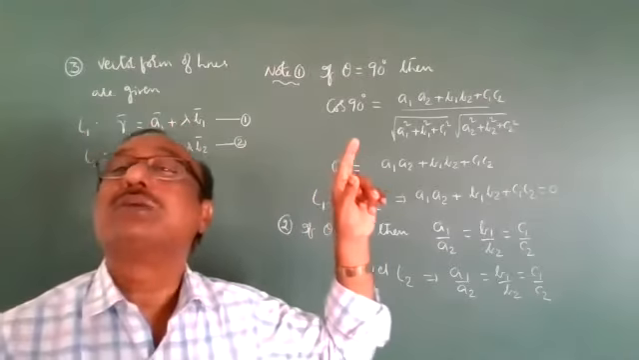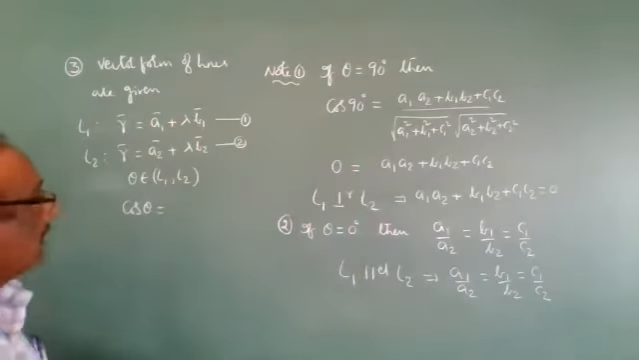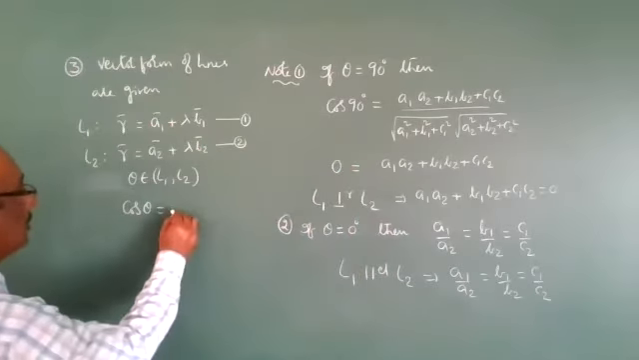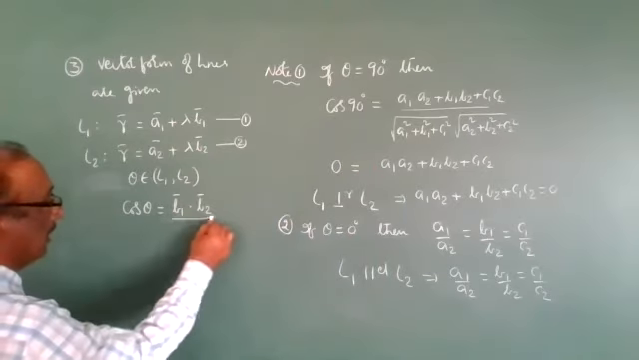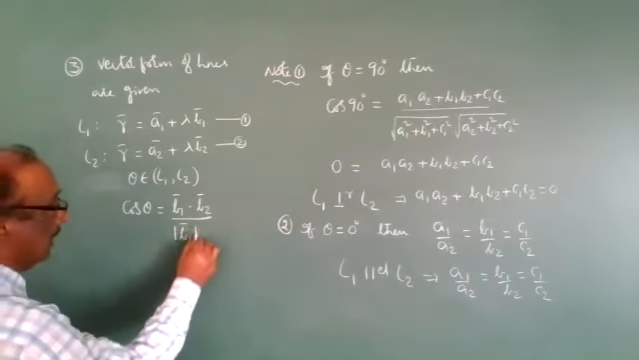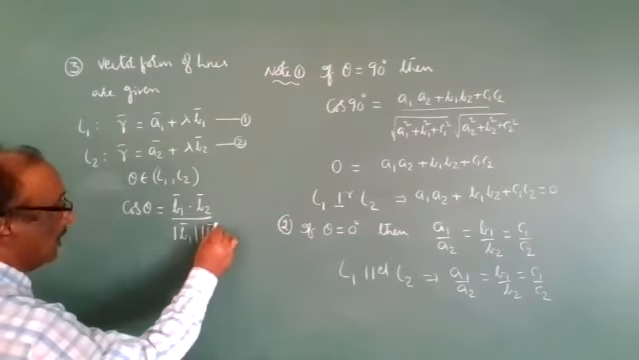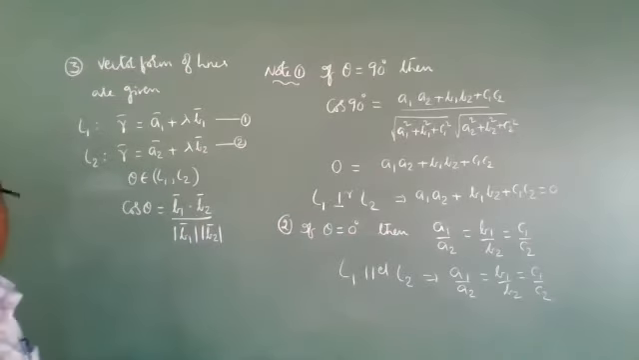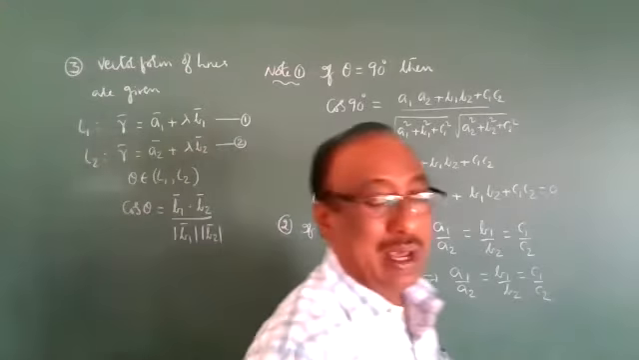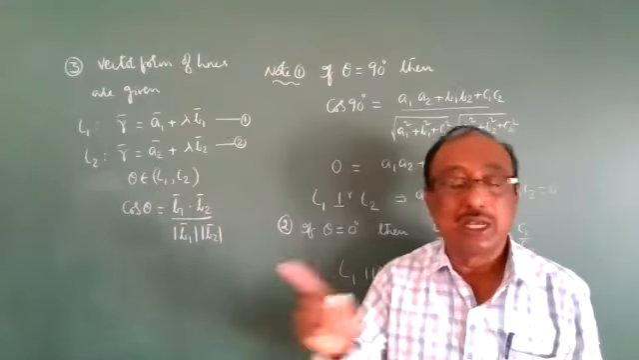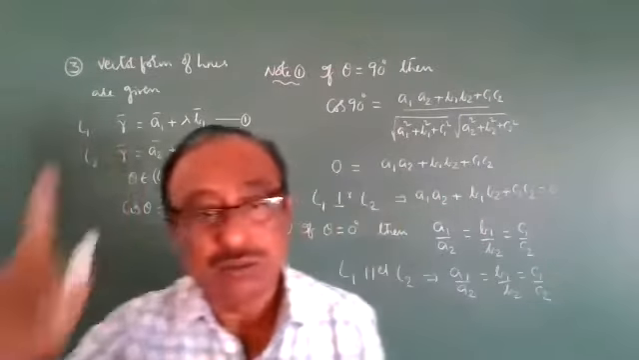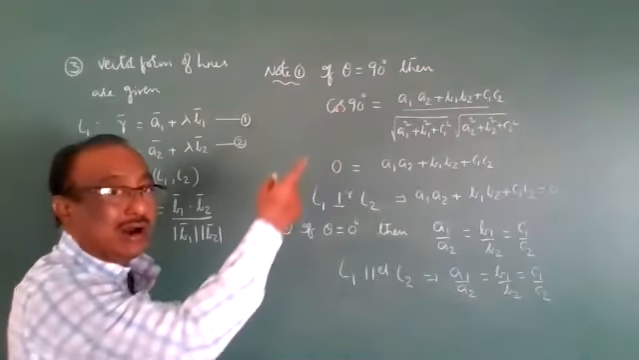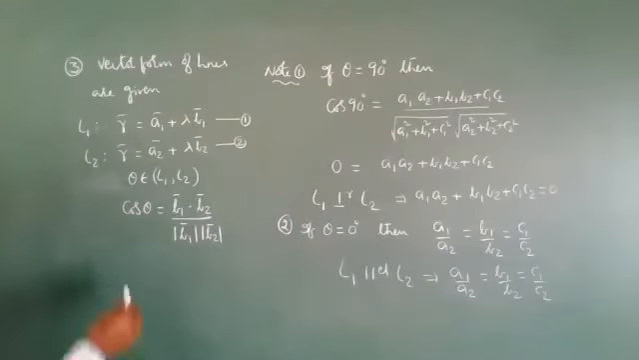Parallel means the DRs we are going to take. The DRs are only b1 bar and b2 bar. So cos theta is b1 bar dot b2 bar by modulus of b1 bar into modulus of b2 bar. B1 is the parallel vector. That's why we don't take the points. Okay? So we are going to find the angle between the DRs, the components.